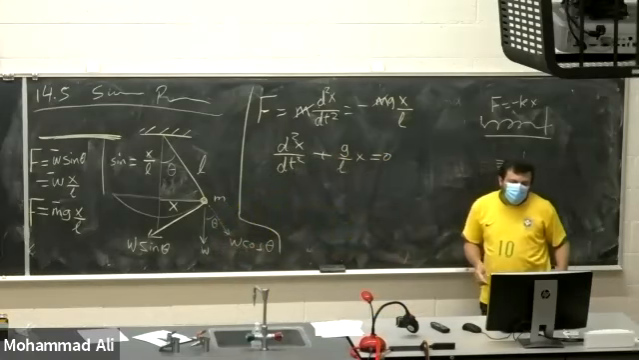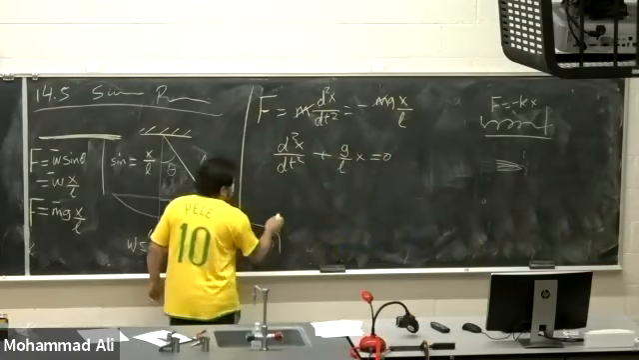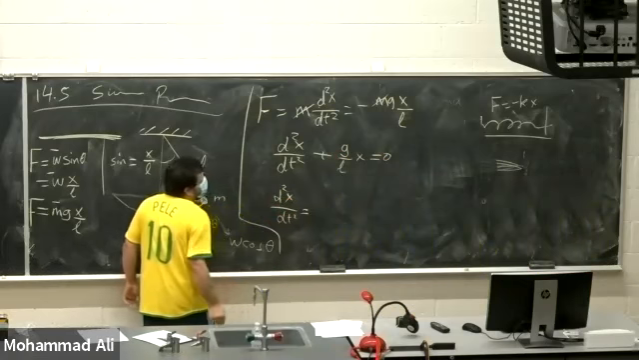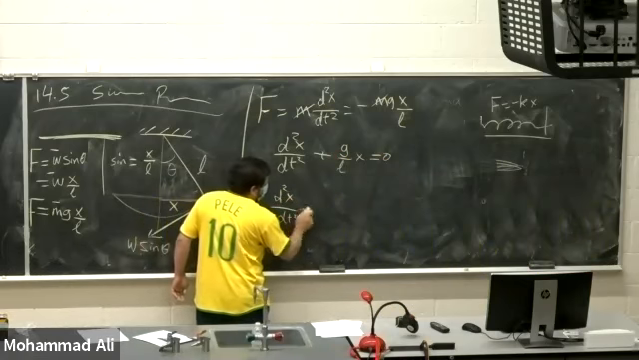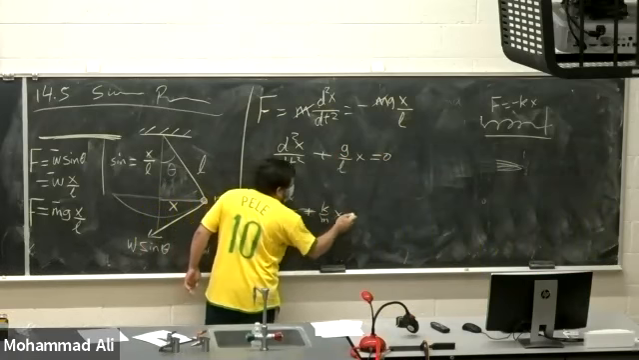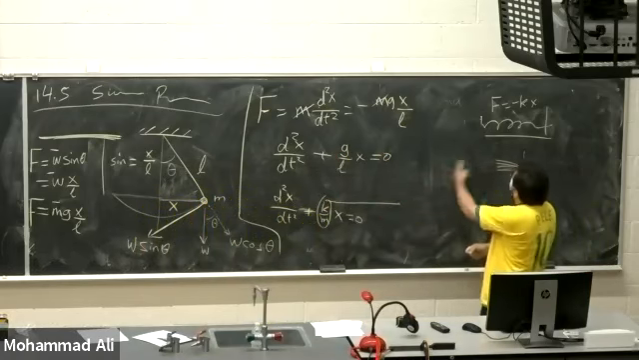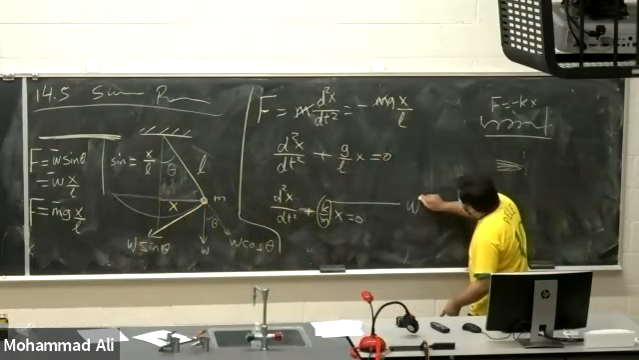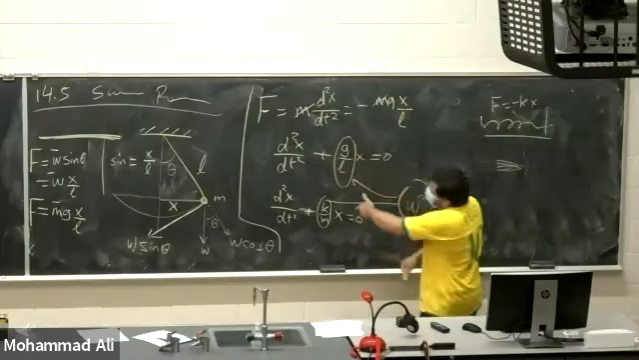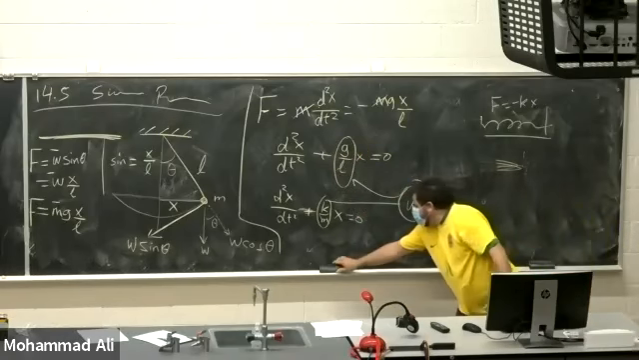Yes, we saw this equation before. Remember this? d2x over dt squared plus k over m x equal to 0. Before, for the spring, we named this omega squared. Okay, we can name this omega squared. It is the same equation and it has the same solution.